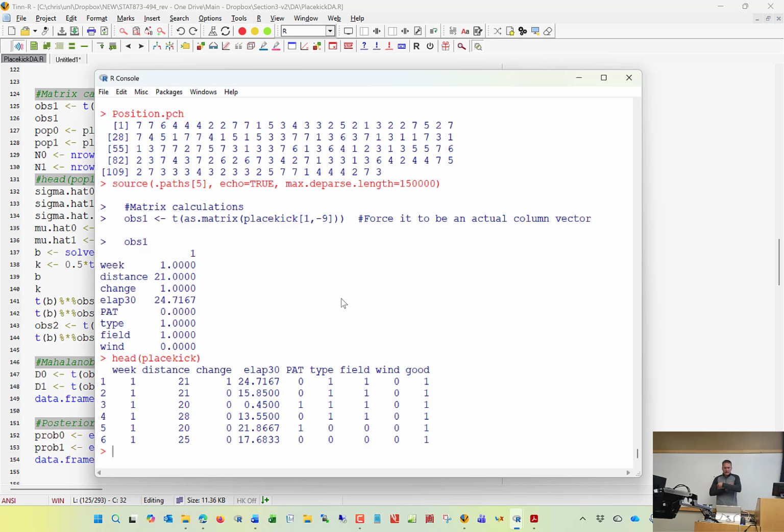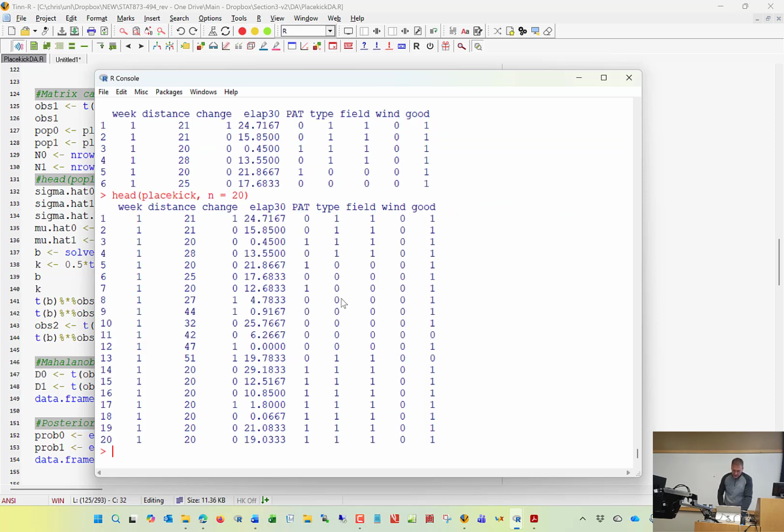Okay, so there's our data. Notice the very last column is good. That's what tells us what group we're in. Good equal 1 means it's a successful place kick. Good equals 0 means it was a failed place kick. And indeed, we do have some failures. You can see right there. Okay?